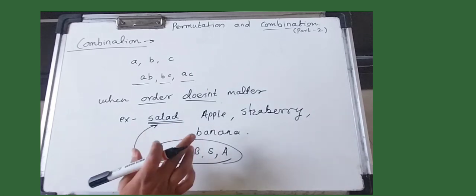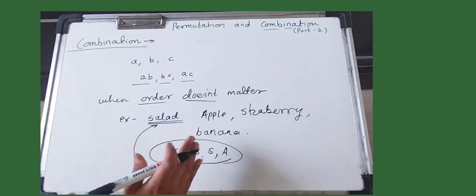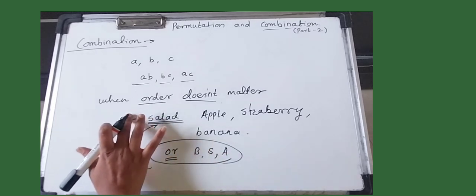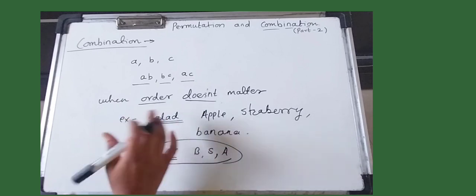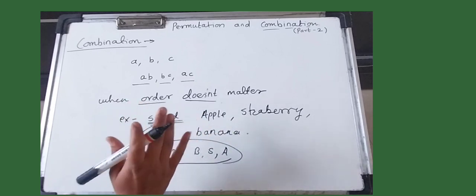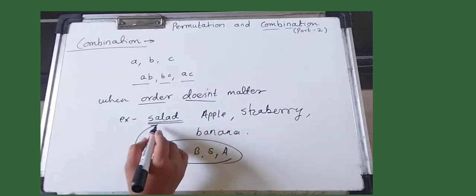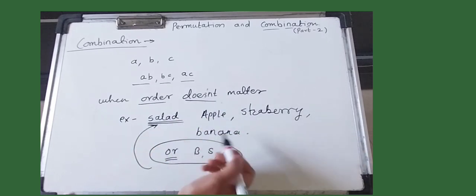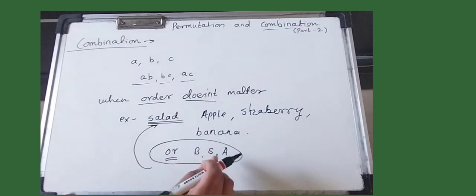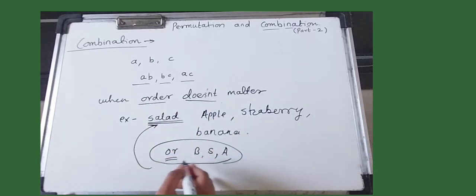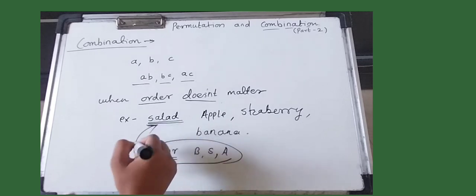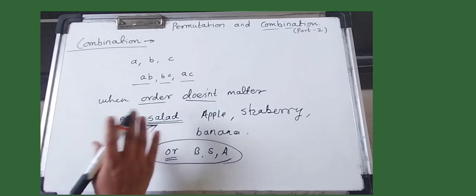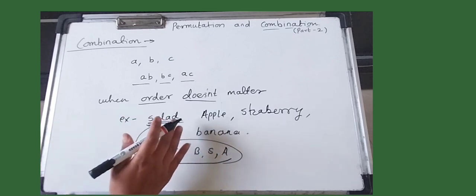Clear? In the permutation, order matters. See my previous videos, you will understand what the permutation is, and the difference between permutation and combination. We can add first apple, strawberry, banana. We can also add first banana, strawberry, then apple. So what is the final result? Salad. So in the combination the order doesn't matter. Clear?